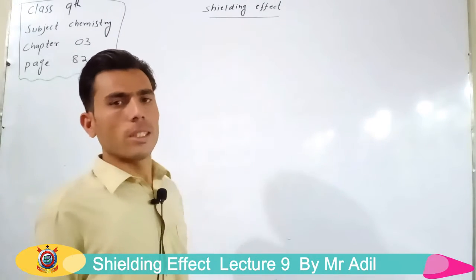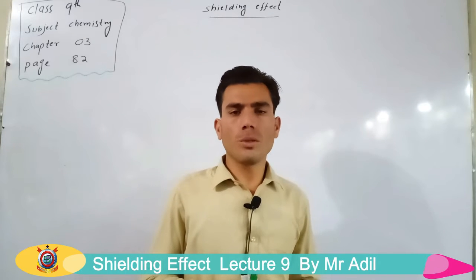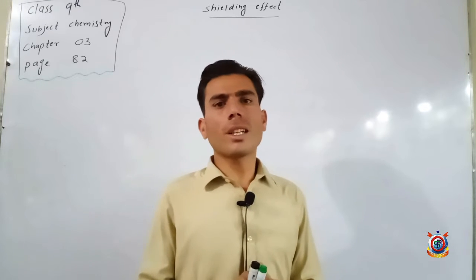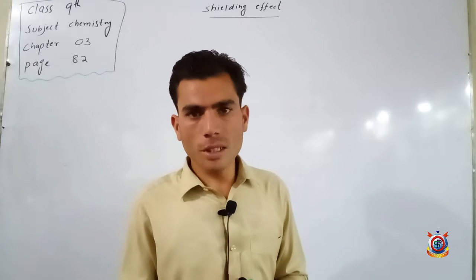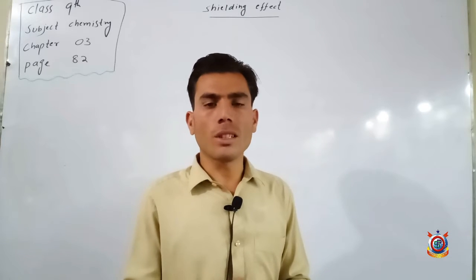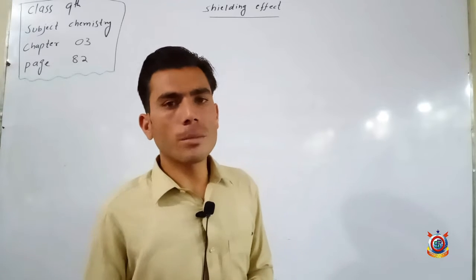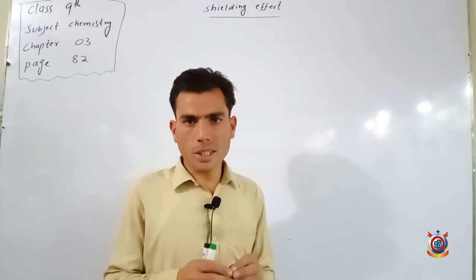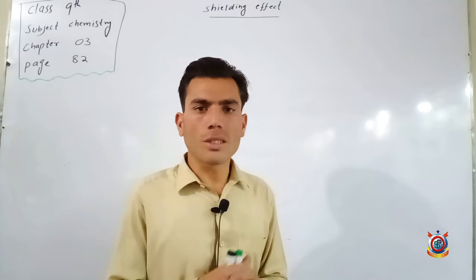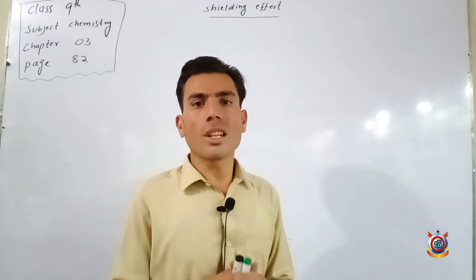Shielding effect. Dear students, as we know, the electrons in an atom are distributed in various shells or orbits, and they are revolving around the nucleus in these shells, orbits, or energy levels.